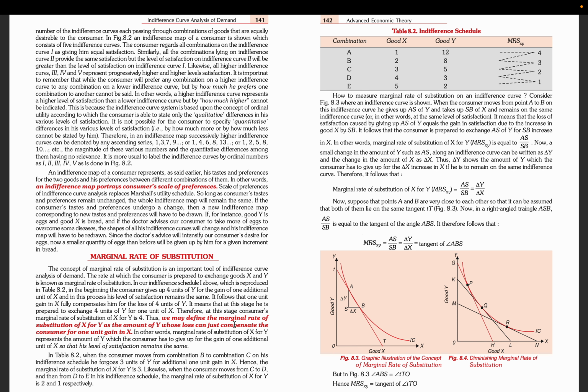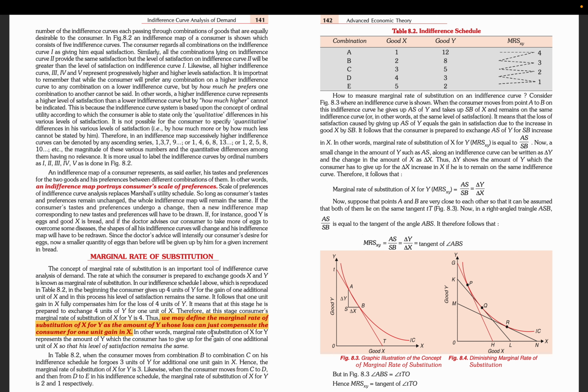So the rate of Y that he's able to give up in order to get 1 more unit of X is 4 by 1 equals 4. Thus, we may define the marginal rate of substitution of good X for Y as the amount of Y whose loss can just compensate the consumer for 1 unit of good X. Very wonderfully explained. If somebody is hearing the term MRS for the first time, this is the best, easiest definition that you can come across.